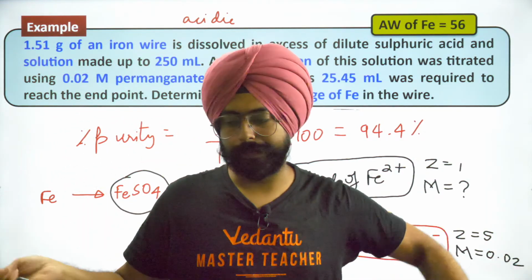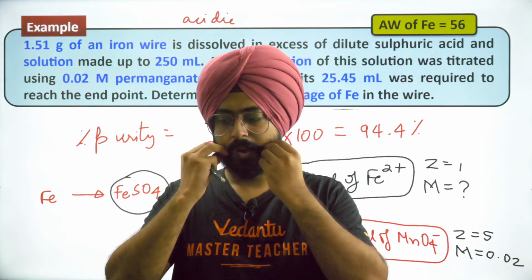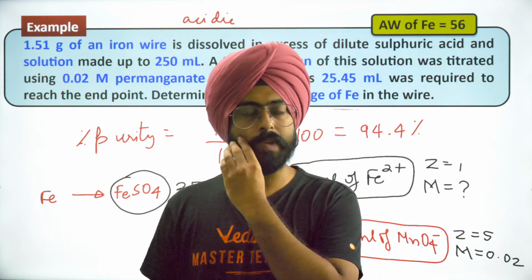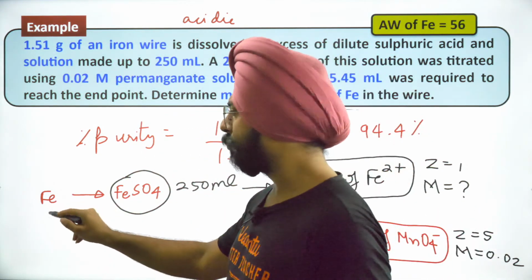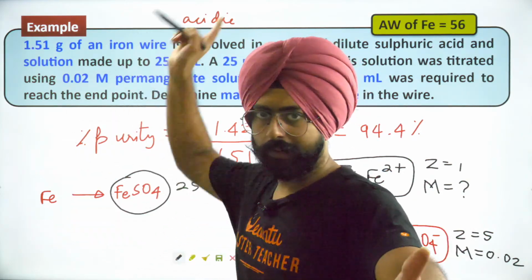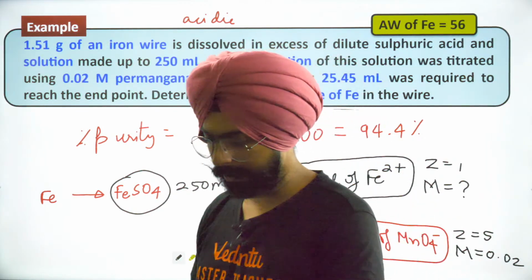This is the question. Done. There is nothing more to this question. Nivedita is asking, why is atomic weight of iron given? Nivedita, when you calculate the moles of iron to convert it into mass of iron, you will have to multiply it with the atomic weight, right? That's why they've given it. As simple as that.